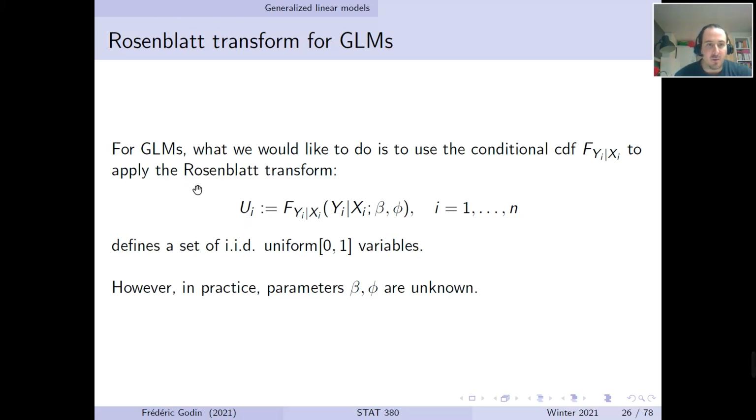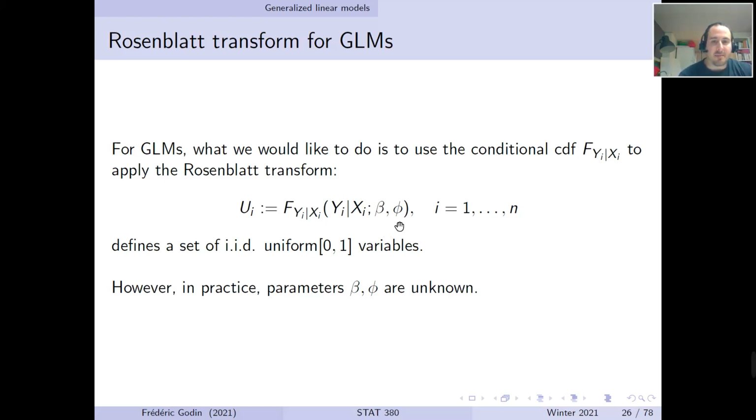This is the result from the Rosenblatt paper. In Rosenblatt there's no GLM, but it applies for all vectors of random variables. The result in the paper is stated a bit differently, but the idea is that if you apply the CDFs jointly to each random variable, then you obtain a set of IID uniform 0, 1 variables. So we'd like to apply this transform on each of the responses and determine if what we obtain is a set of IID random variables.